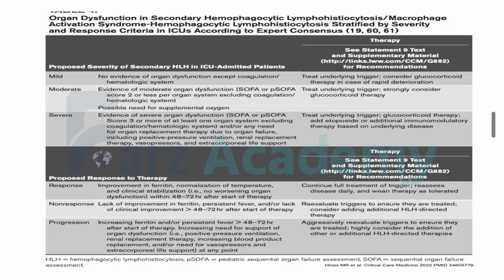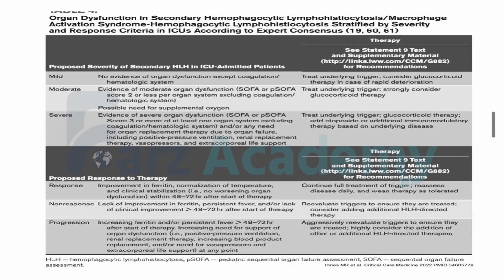If there is infection, antibacterial, antifungal, whatever you need, treat it. In moderate cases, you have to strongly consider steroid therapy. In severe cases, when SOFA score is 3 or more and at least one organ system apart from hematological and coagulation is involved, or the patient needs mechanical ventilation, maybe dialysis, high vasopressors, extracorporeal life support, all these are severe category.